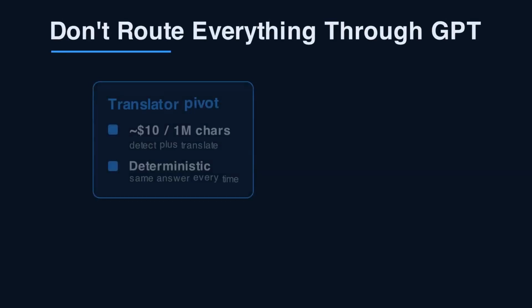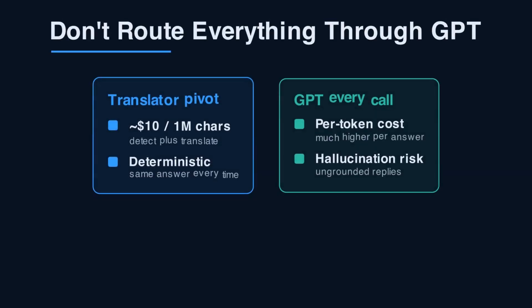Don't send every question straight to GPT-4. That's the costly mistake. Pivot through Azure AI Translator first, then hit Azure OpenAI only as a fallback. Translator charges around $10 per million characters. A large language model costs far more per answer.